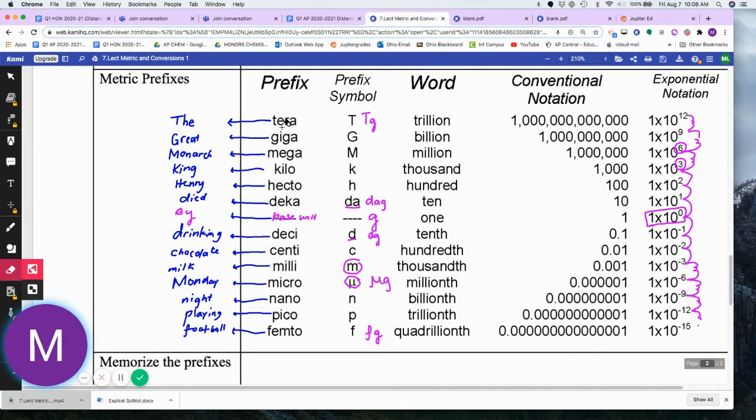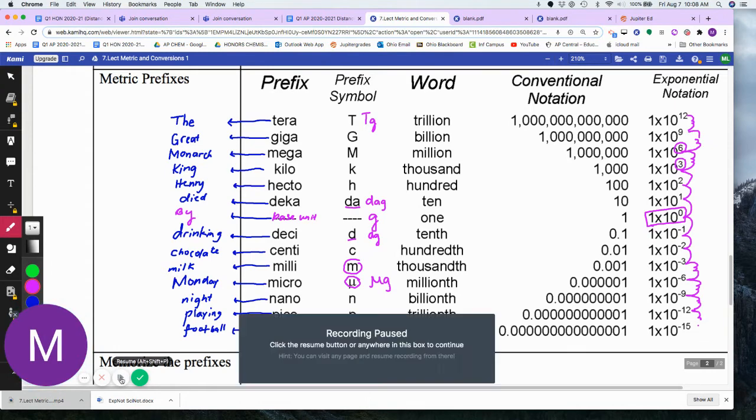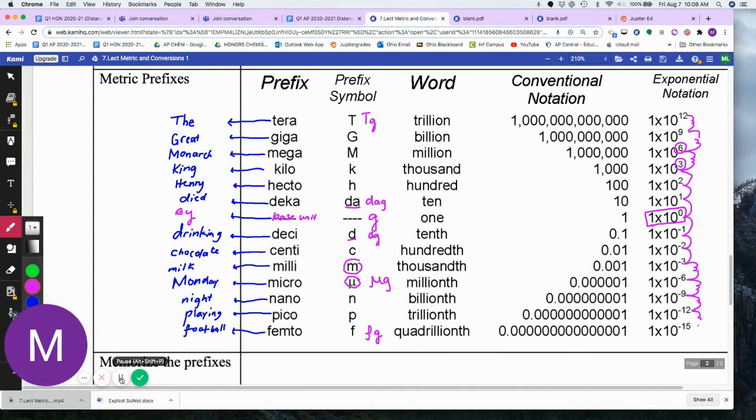To memorize the prefixes, or the order of the prefixes, I use this mnemonic device. For tera, it's the, and so on. So it's the great monarch, King Henry, died by, the by is a base unit, drinking chocolate milk, Monday night playing football. Please memorize that and pause the video.